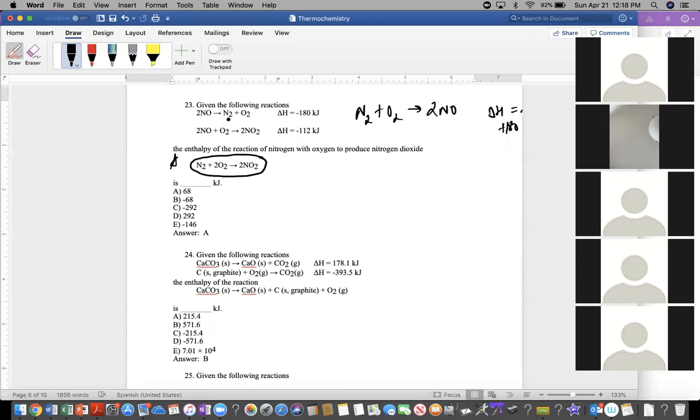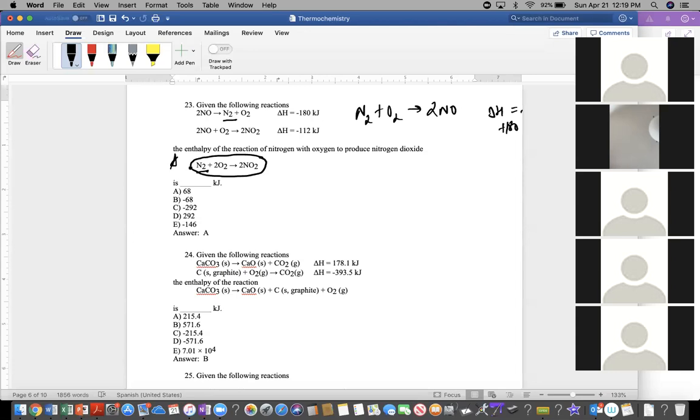So let's see. The ones that we are interested in, only look at that molecule. Right now, my focus is on N2 and N2. Just worry about N2. They're both 1 and 1, so I'm not going to do anything. You see, this is 1 N2. This is 1 N2.